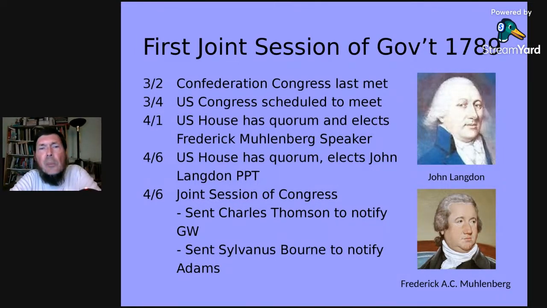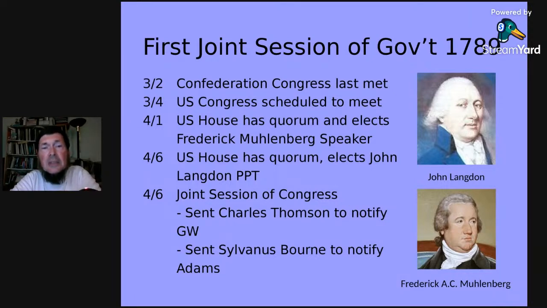As I said, the Confederation Congress last met on March the 2nd when 1 person showed up. And the U.S. Congress was scheduled to meet 2 days later on March 4. But not enough people were there. There was not a quorum either of the House or the new Senate.